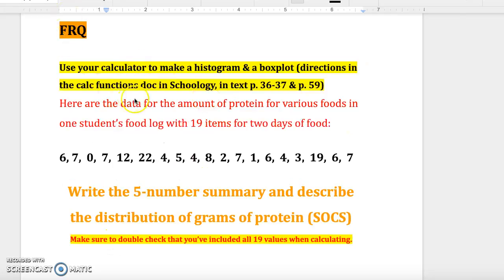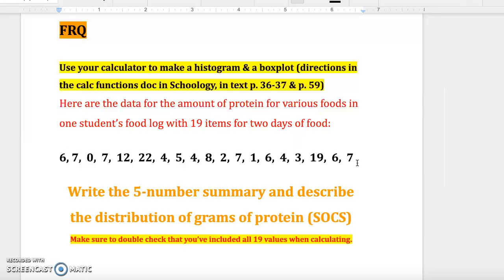So here's your free response question. I would like you to use your calculator the way you did in class to make a box plot and a histogram to interpret this data set, including shape, outlier, center, and spread. Just double check that you have all 19 values when calculating it. So go to stat edit, enter these into L1, and then you want to go ahead and go to second y equals to turn stat plot on. Using L1, try both the box plot we did in class as well as the histogram.